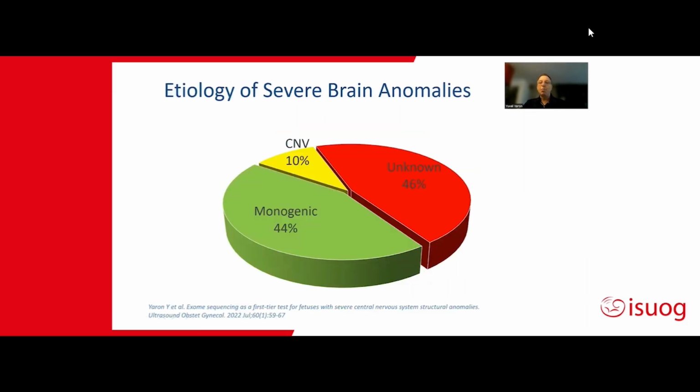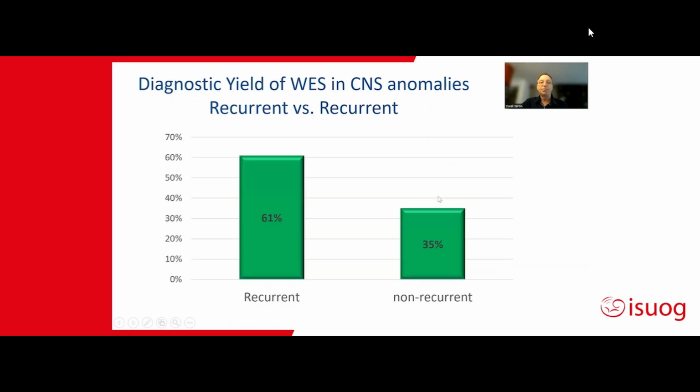So to sum up, when we looked at our first series of severe brain abnormalities undergoing termination of pregnancy, we found that copy number variants accounted for 10%, monogenic for 44%, leaving about 46% unknown.